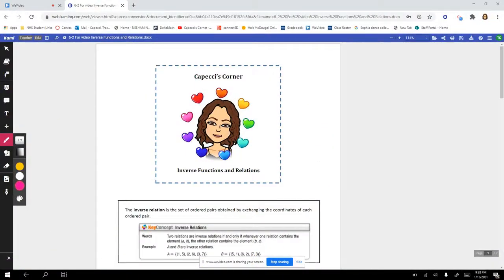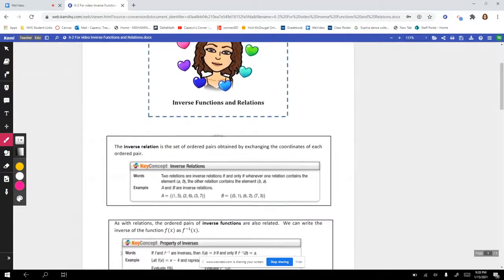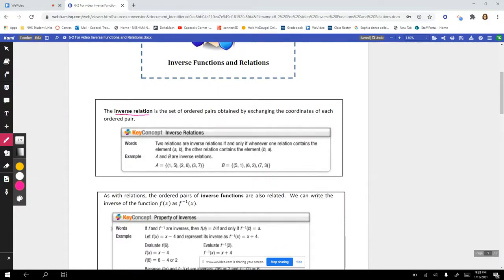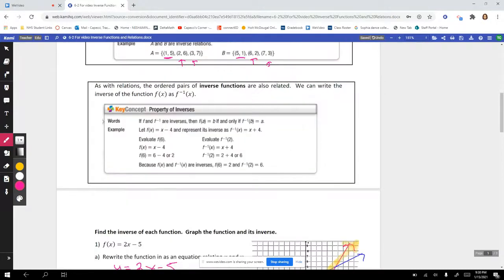Today on Capechi's Corner, we're going to talk about inverse functions and relations. When we're looking at an inverse relation, we know that it's the set of ordered pairs obtained by exchanging the coordinates of each ordered pair. So the relations are inverse if and only if you can switch all of the elements. For instance, my ordered pair (1, 5) becomes (5, 1), and the same thing for the other ordered pair. So A and B are inverse relations.